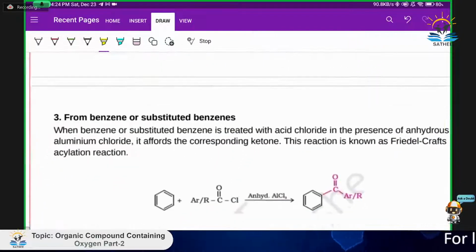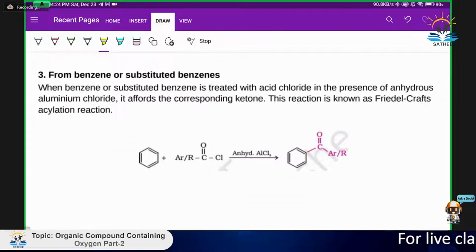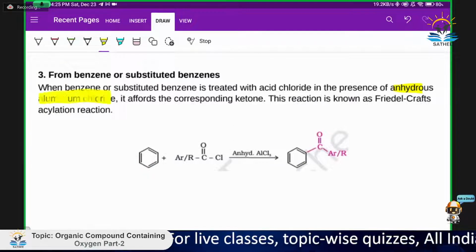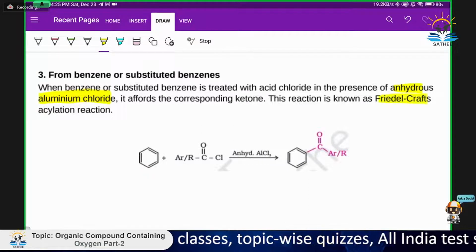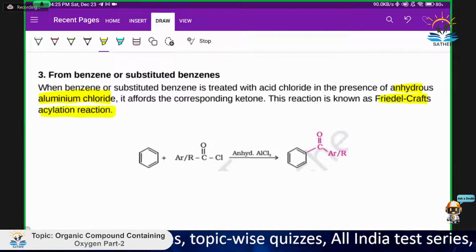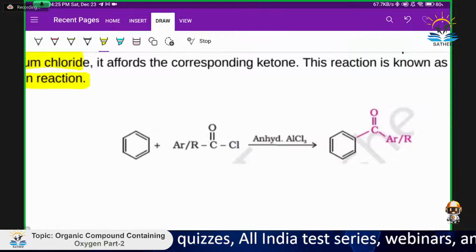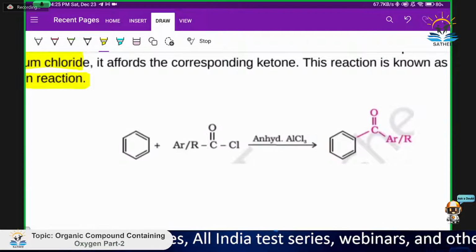Okay. Now from benzene or substituted benzenes. When benzene or substituted benzene is treated with acid chloride in the presence of anhydrous aluminum chloride. So we have seen this reagent before. This is called as what? Friedel-Crafts reaction, Friedel-Crafts acylation reaction. So what happens? We get the corresponding ketone there.